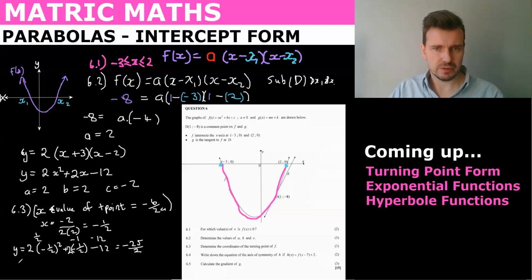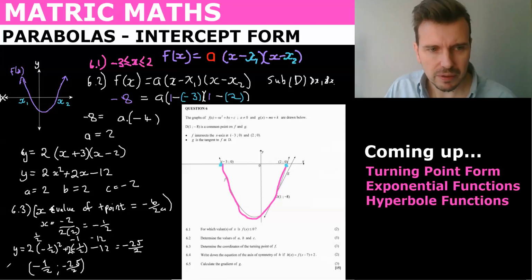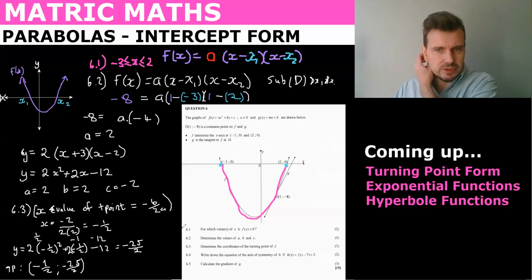And so your turning point is going to be, the y value is negative 25 over 2, and the x value is negative 1/2. So it's negative 1/2 and minus 25 over 2. That's the turning point.